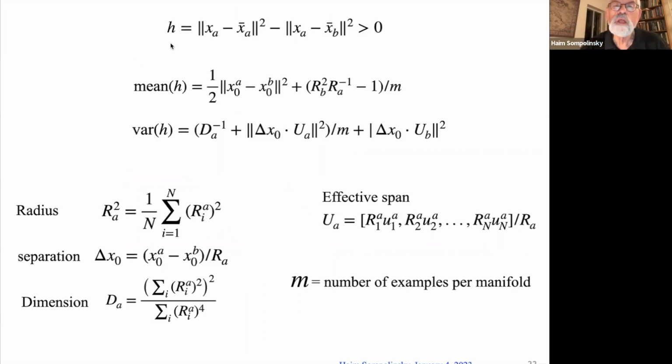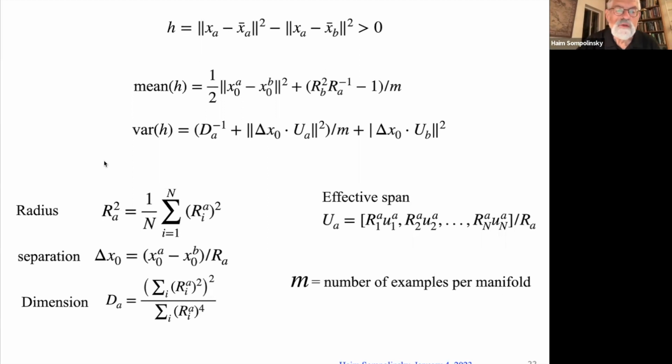So it's a relatively simple calculation. The important quantity is this H, which is the distance squared of the example, let's say an example from the manifold A. Let's say the example really came from manifold A, so that's XA. Compare the distance from X bar A with the distance from X bar B, these are the estimated prototypes. If it's bigger than 0, then it's fine. If it's less than 0, then there is error. I'm sorry, opposite. So H bigger than 0 is an error because it means that it's closer to B than to A. And you can calculate the mean of H and the variance of H, and so on and so forth. So I'll come to that in a minute, but I just want to define a few quantities. So the radii and radius and dimension turn out to be important quantities.